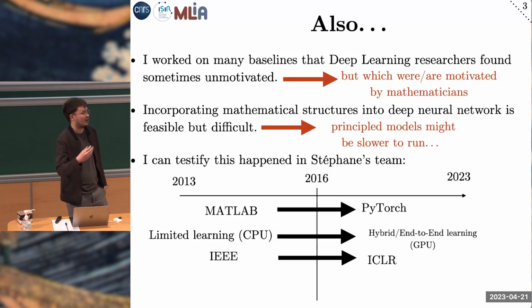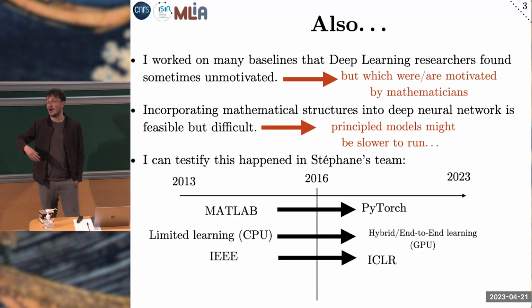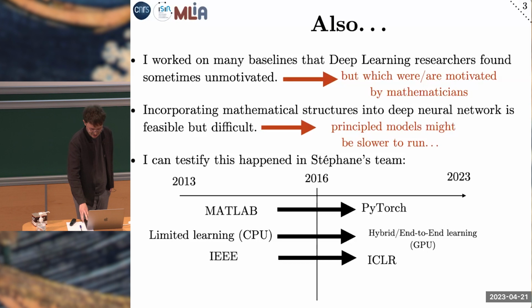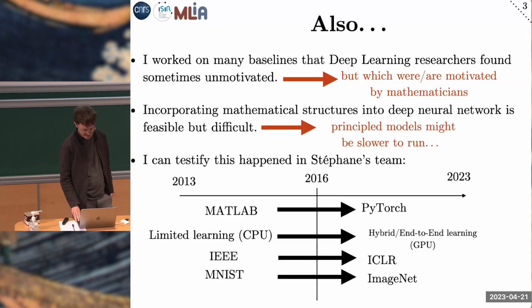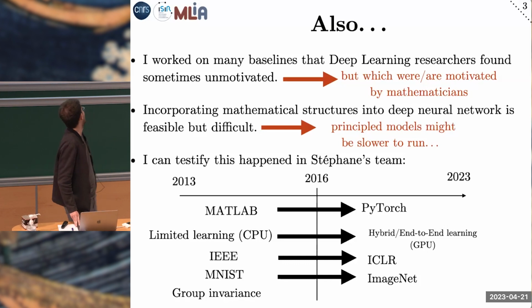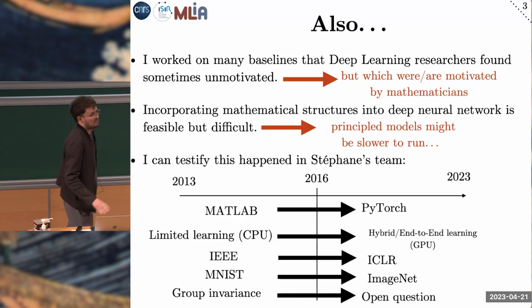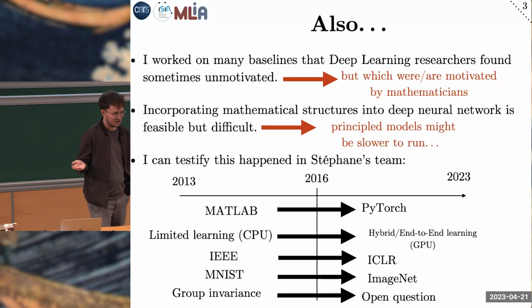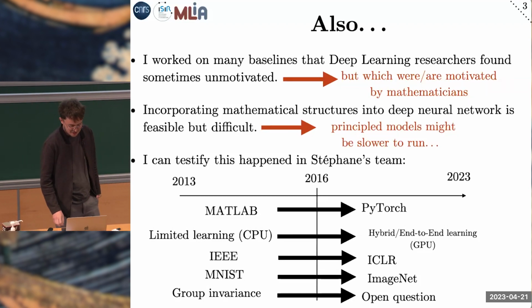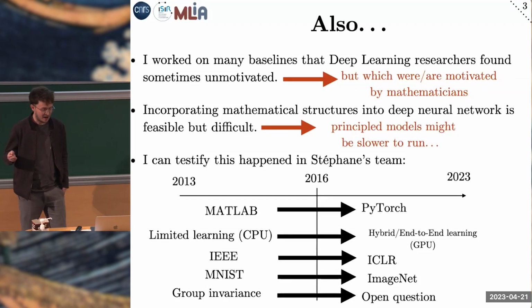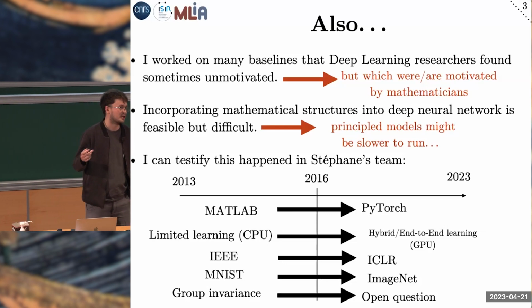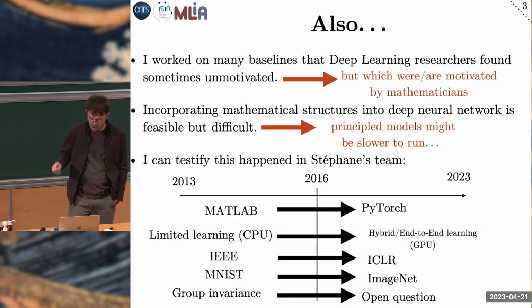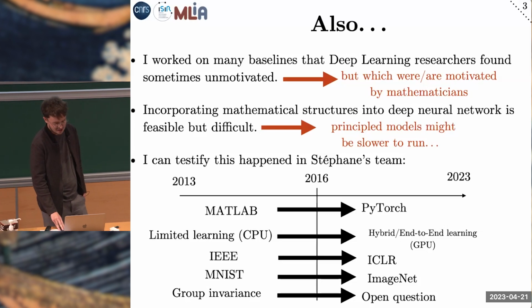Going from conferences of signal processing to ICLR, that was a big gap, or even going from MNIST to suddenly ImageNet, and trying to go from group invariance to, I would phrase it as, an open question. So it was quite interesting because I feel it's a very different perspective from what other people were doing in computer vision groups or in other kinds of machine learning groups.